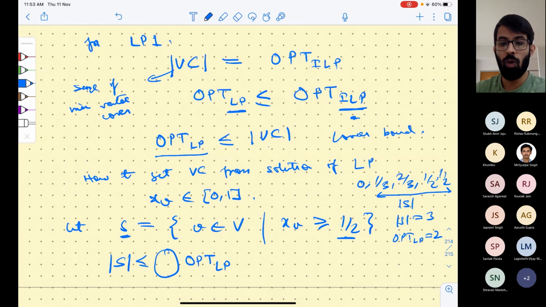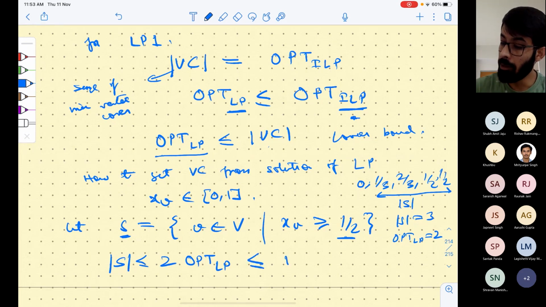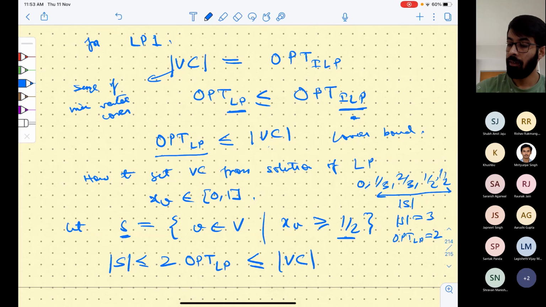For every vertex, we are going at most twice. We are including it as 1, while in the opt LP solution, it was at least half. So the size of S is at most 2 opt LP, and that is less than or equal to 2 times the vertex cover, from the above.